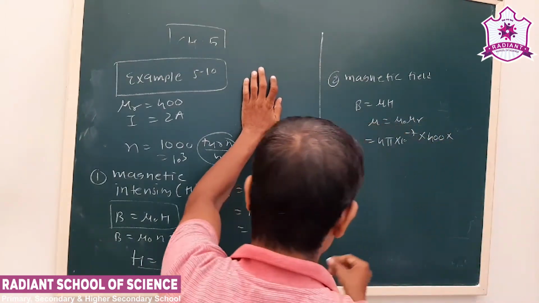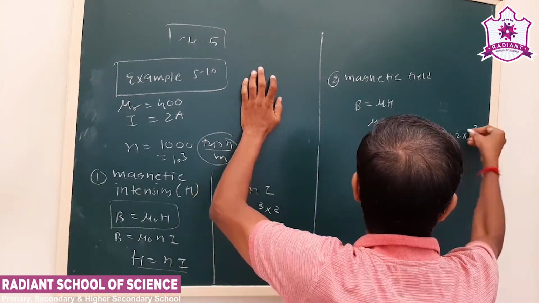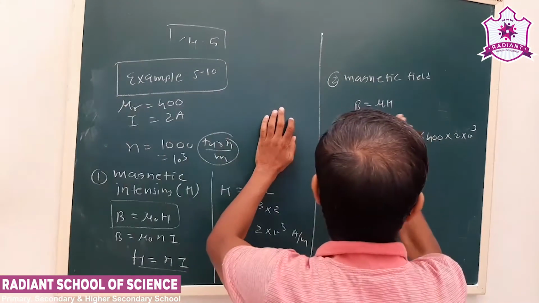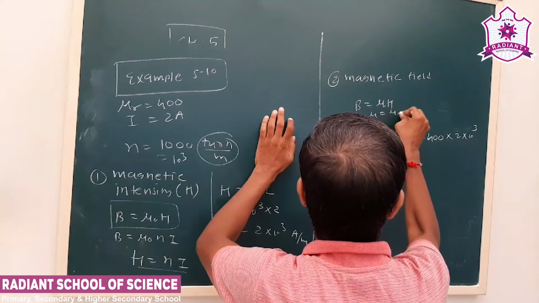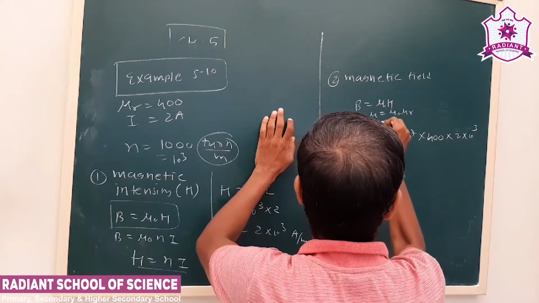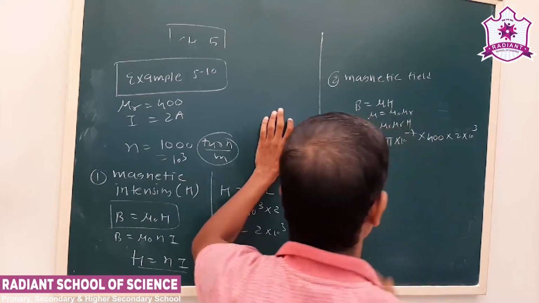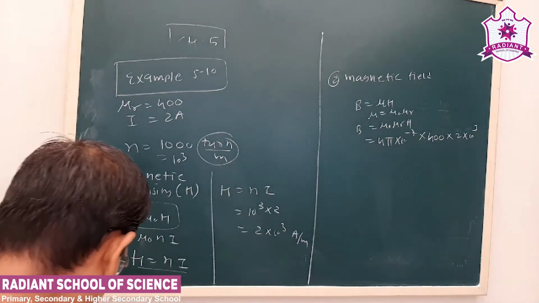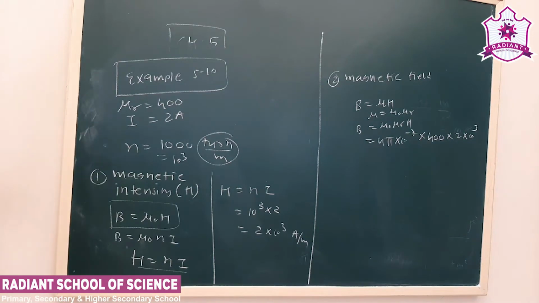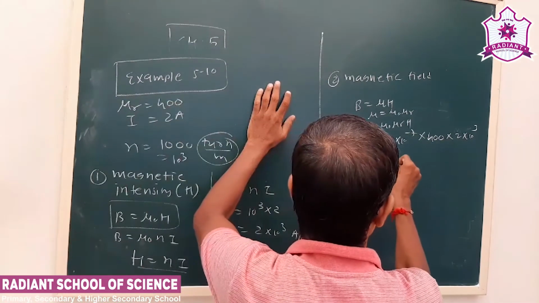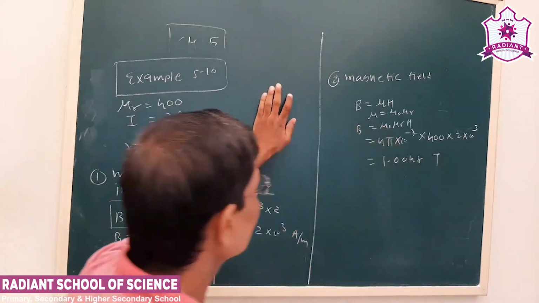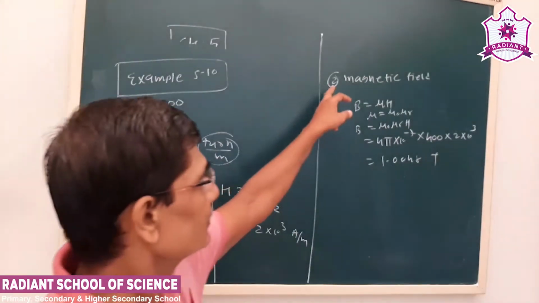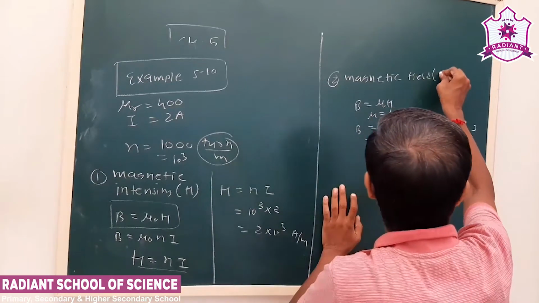and H we have obtained is, okay, so now this is how we can substitute the values. So that will get us about 1 Tesla. Okay, that is 1.0048 Tesla. So first we obtain the magnetic intensity, second we have obtained magnetic field B.